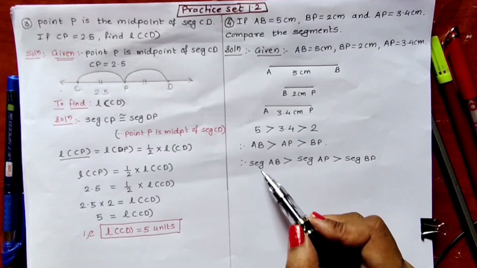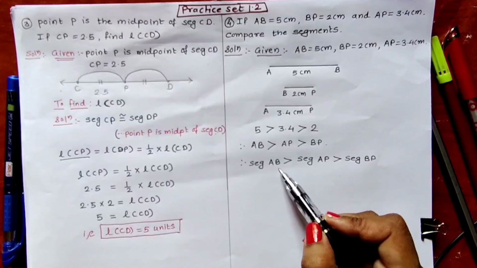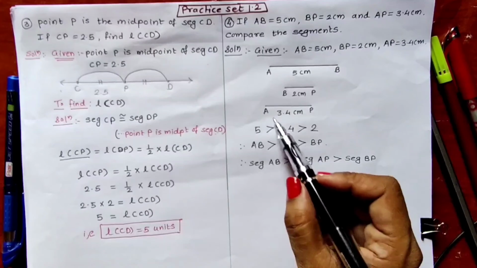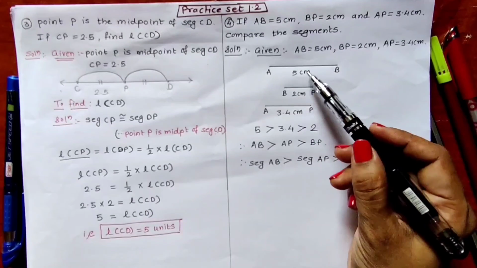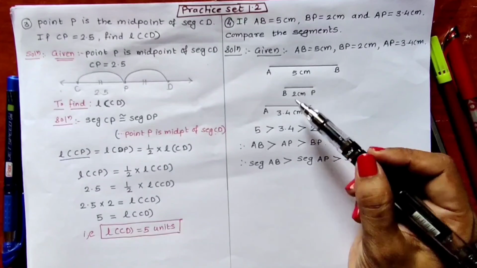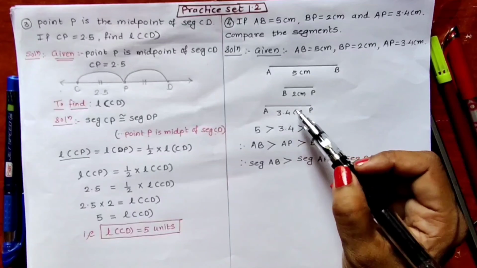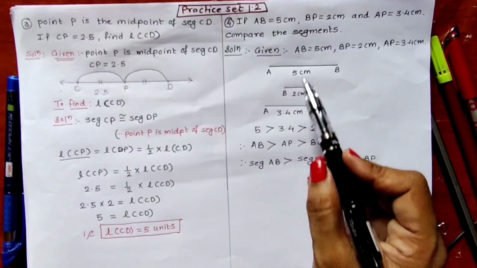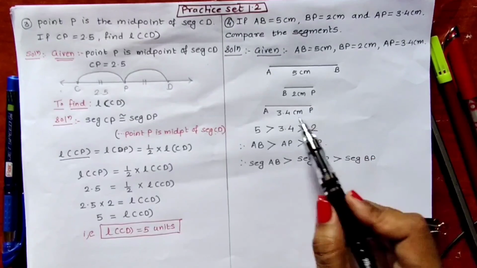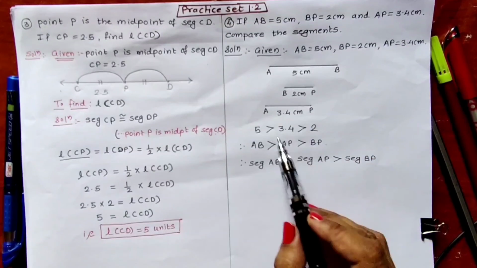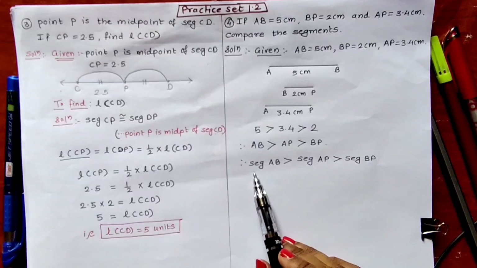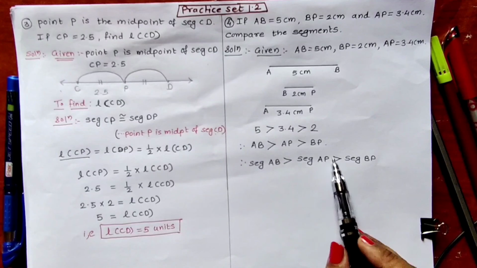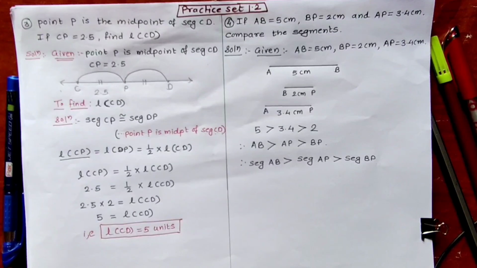We have to write the biggest segment first, the greatest segment first. Then we can write the segment whose length is in between these two segments. That means which should not be the biggest one, which should not be the smallest one. So the biggest one is 5, the smallest one is 2, and in between there is 3.4. So in this way we can compare the segments: AB is greater than AP is greater than BP.